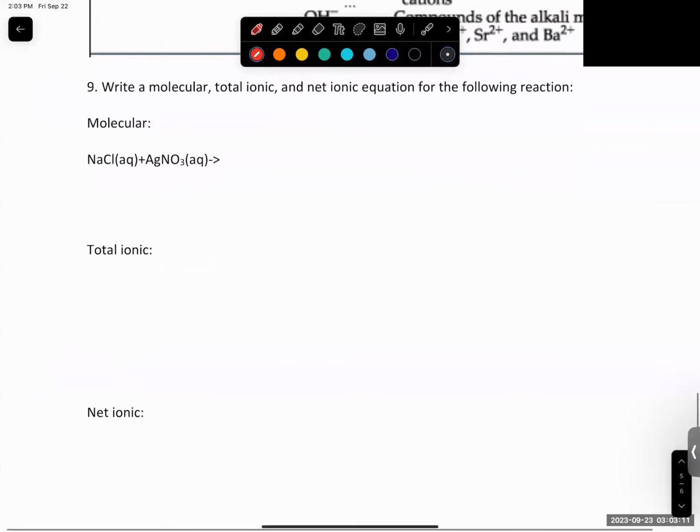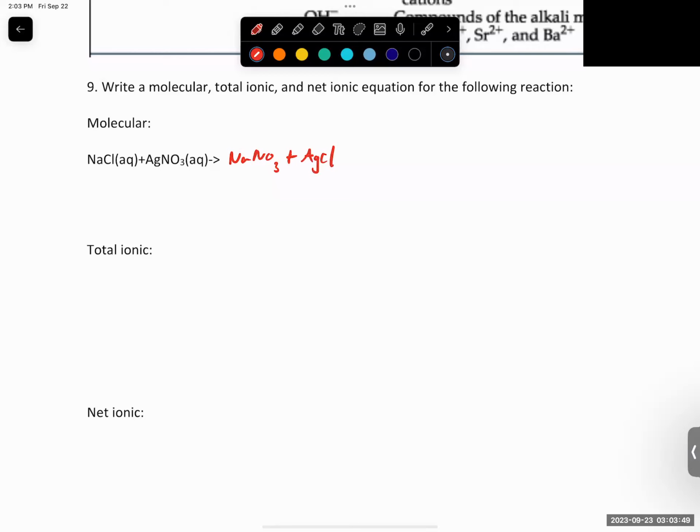All right, write a molecular, total ionic, and net ionic equation. So molecular, right? What type of reaction is this, specifically? Precipitation. When I ask you to pick between double displacement and precipitation, precipitation is the correct answer. So what are my products here? That is going to be sodium nitrate and silver chloride.